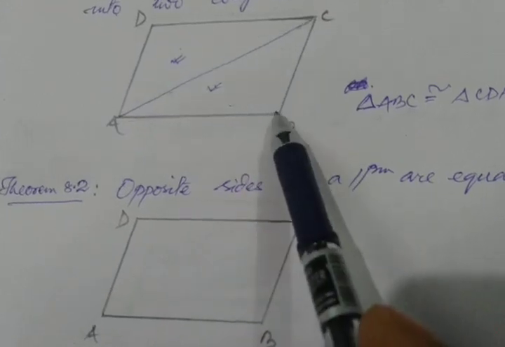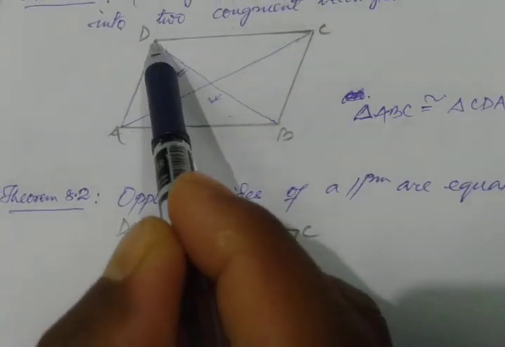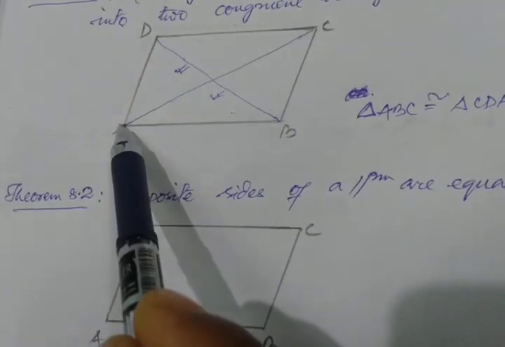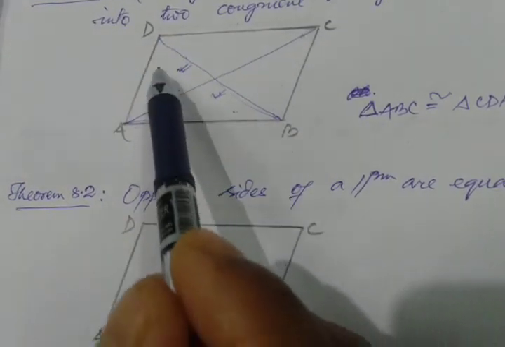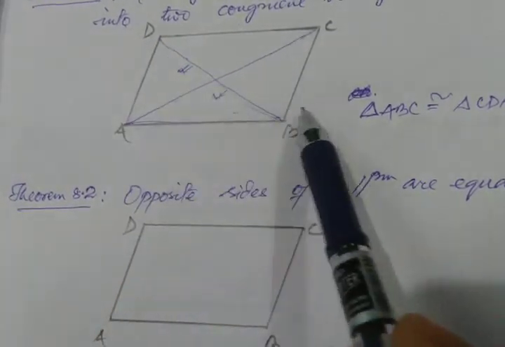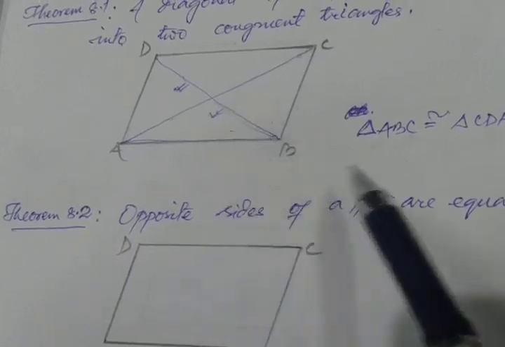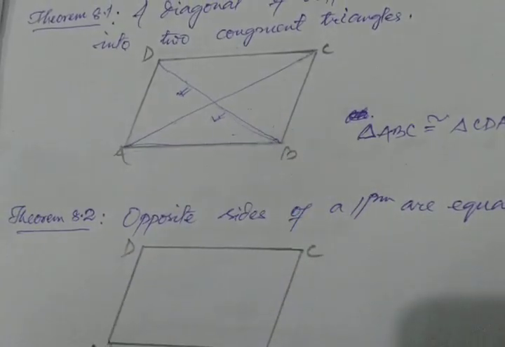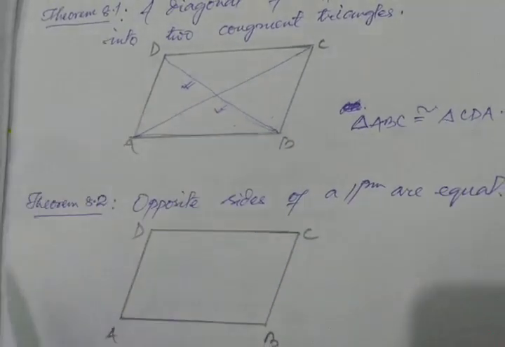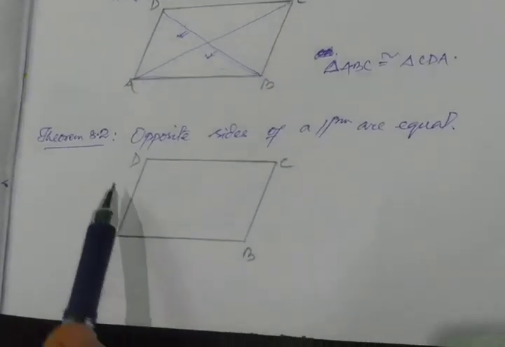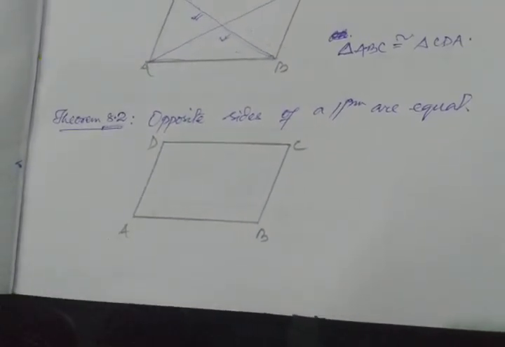On the other hand, if you join the diagonal BD, once again we form two triangles, that is triangle DAB and triangle BCD. Once again, these two triangles will also be congruent to each other. That is what theorem 8.1 says. Now let's move on to theorem 8.2.